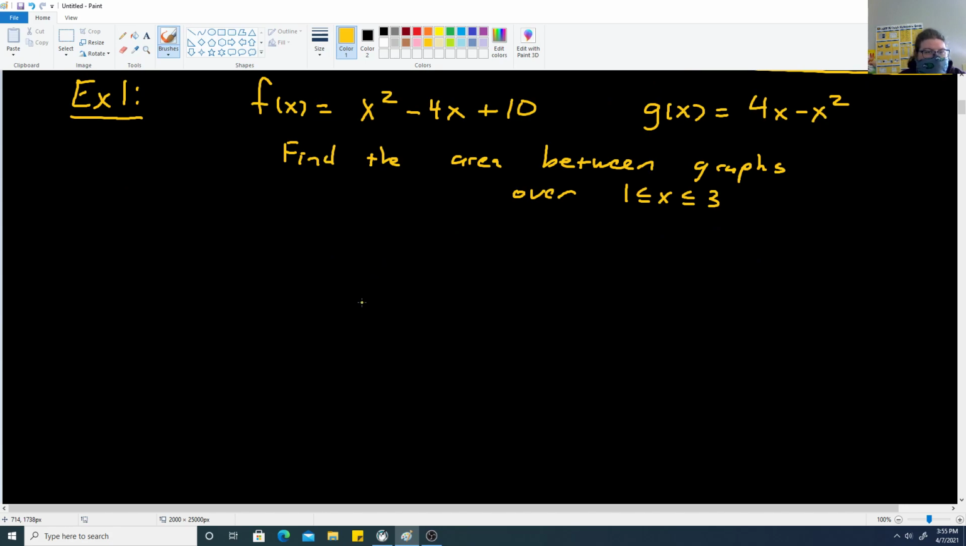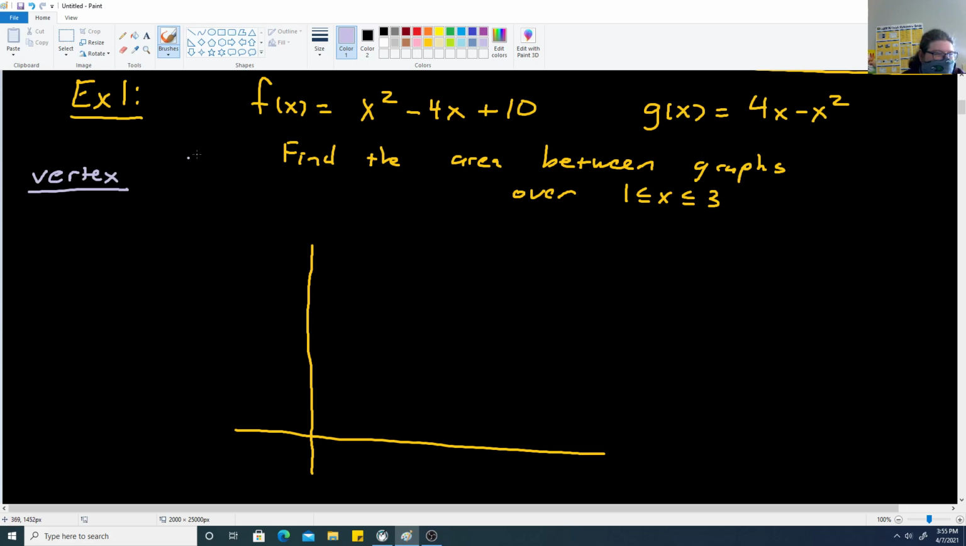So what we're going to have to do with this is sketch these two graphs and figure out who's the top function and who's the bottom function. I'm going to use the vertex equation. This is back from Algebra 2: if you have a function that's ax squared plus bx plus c, negative b over 2a will tell you the x value of the vertex, and f of negative b over 2a will tell you the y value of the vertex.